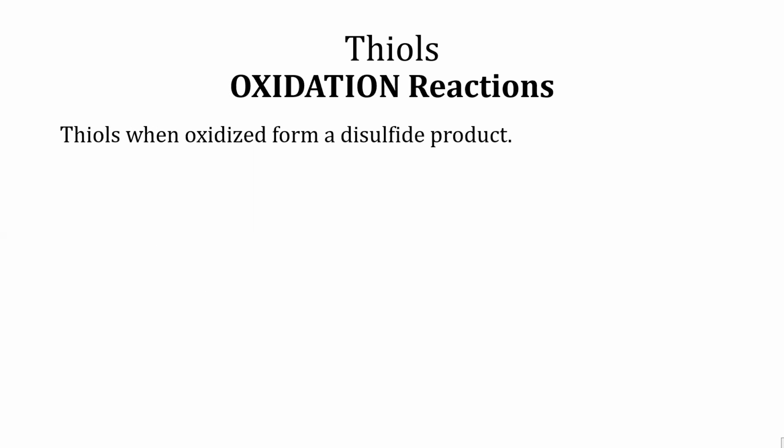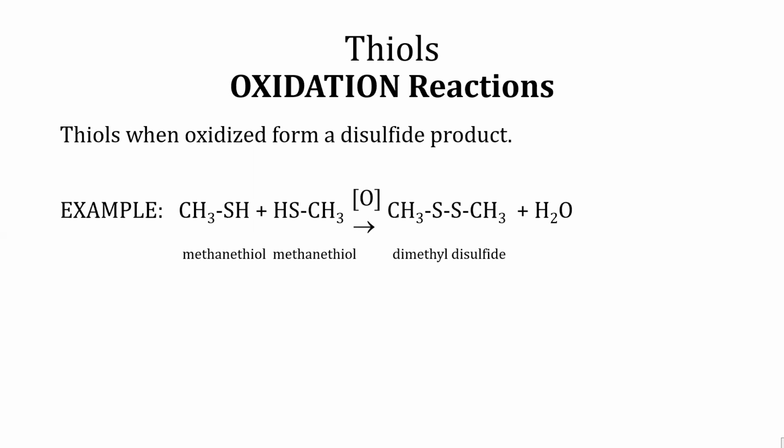Oxidation of thiols forms a disulfide product. An example is 2 moles of methanethiol, when oxidized, form dimethyl disulfide.